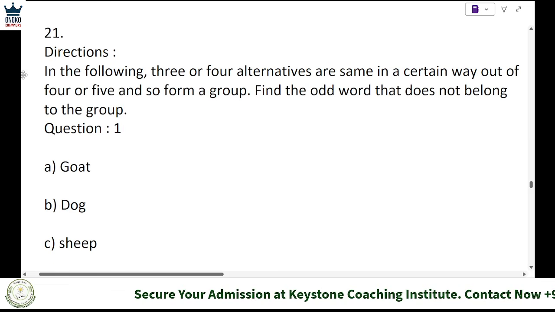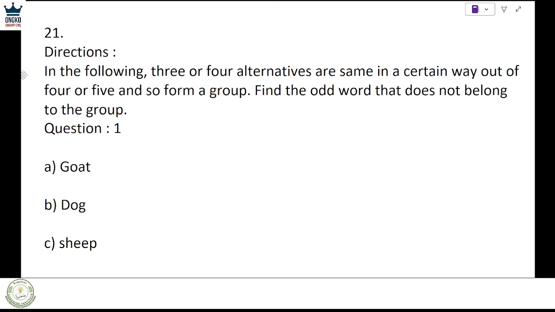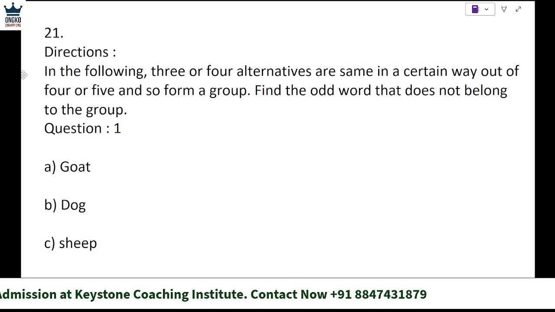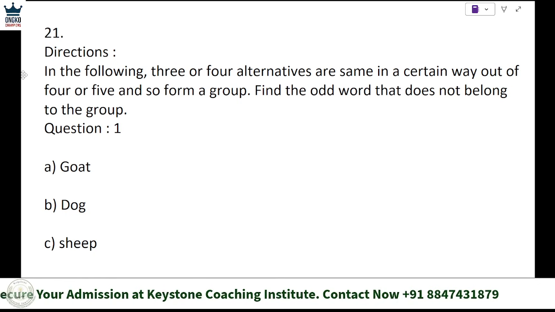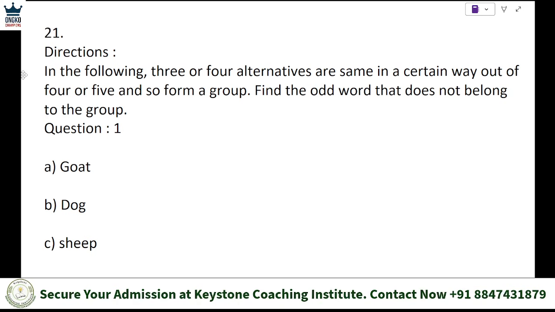Okay, next one is classification, or we can say analogy also. The direction is: in the following, 3 or 4 alternatives are the same in a certain way out of 4 or 5 and so form a group. Find the odd word that does not belong to the group.